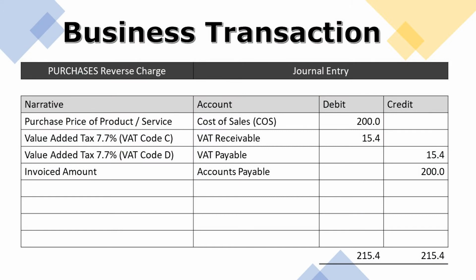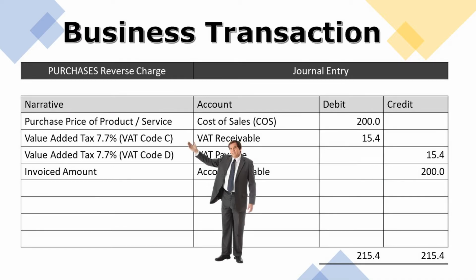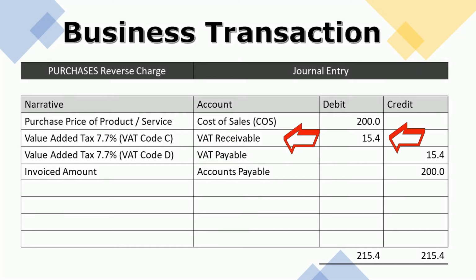So let's check the accounting entries. Net price of the acquired service is a debit to cost of sales, or as said before, to any other expense account. Because the invoice is net of VAT, the gross invoice amount equals the net amount and is posted to accounts payable. To account for reverse charge, we configured VAT codes C and D, compiling the VAT amount and triggering the posting of a debit to VAT receivable and a credit to VAT payable.